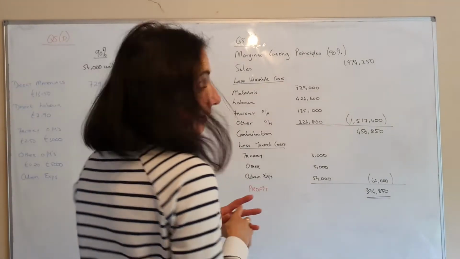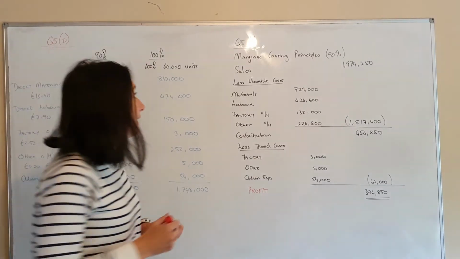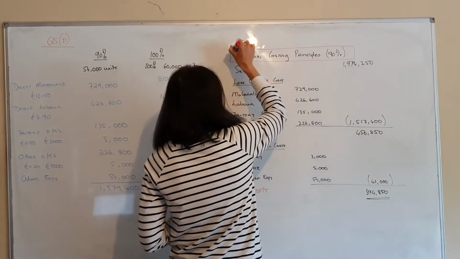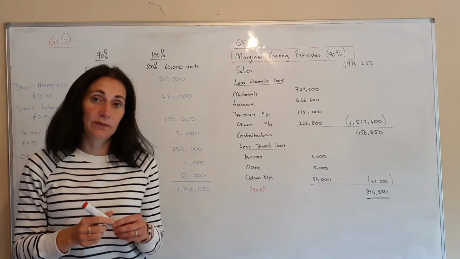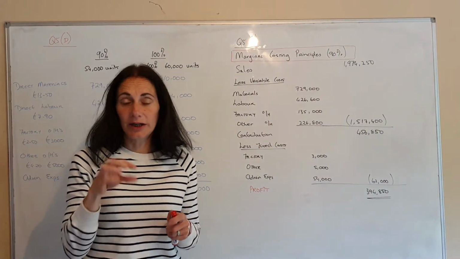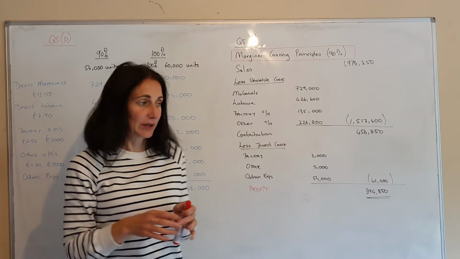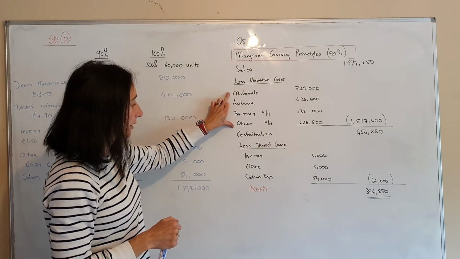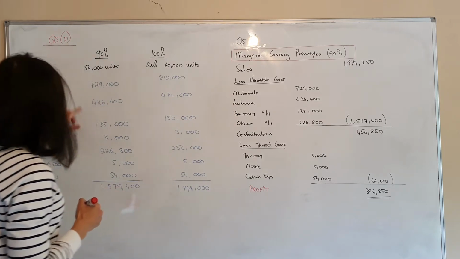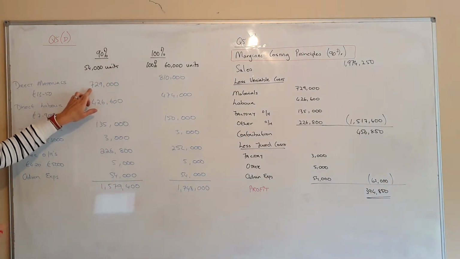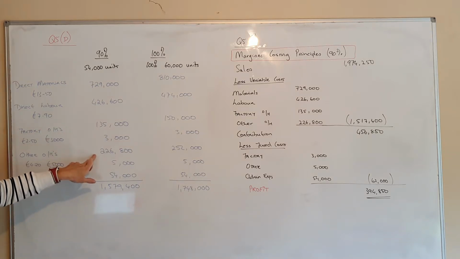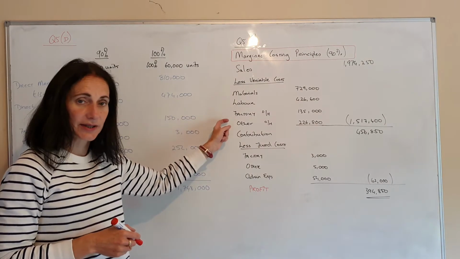Okay, part E, they ask you to do your marginal costing principles. Now you haven't done this before, so we'll go through this quite quickly. All they want you to do is show your profit looking at fixed costs separated from variable costs. So you start off with your sales, then you take away all your variable costs. Now if we look over here, our variable costs are our materials, our labour, factory overheads and other overheads. But you can only put in the variable parts here.